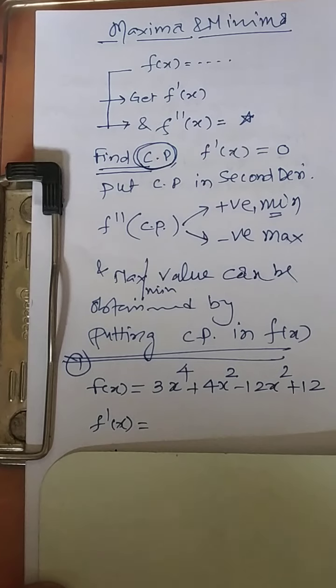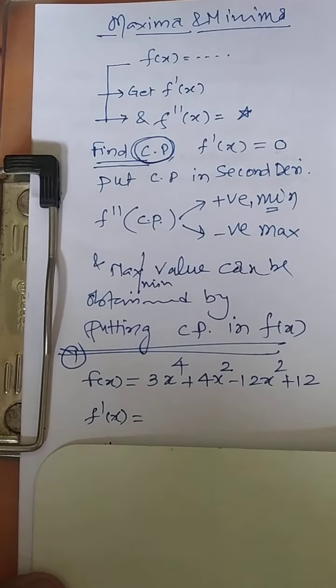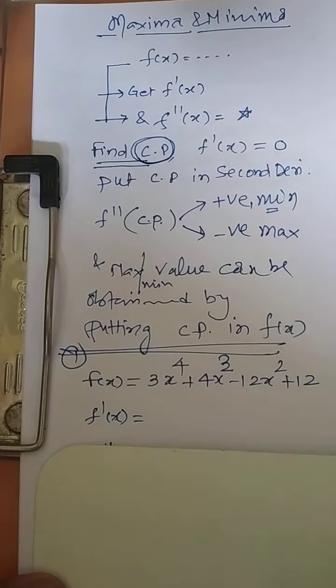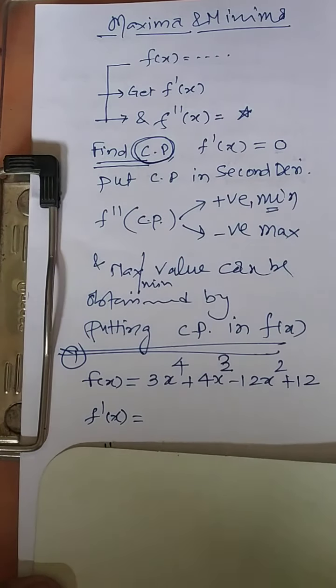The demand of the question you write down. Find local maxima and local minima of the function f of x is equal to 3 into x raised to power 4 plus 4x square minus, you write 4x cube minus 12x square plus 12. Also find local maximum and local minimum value. This is a way of framing a question.